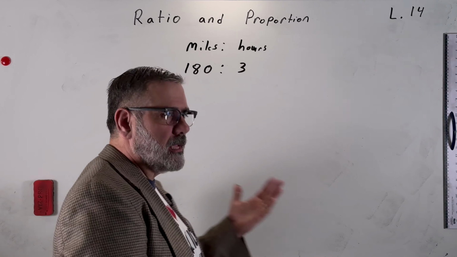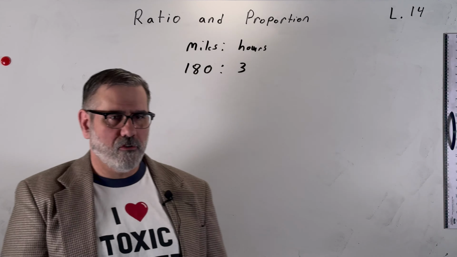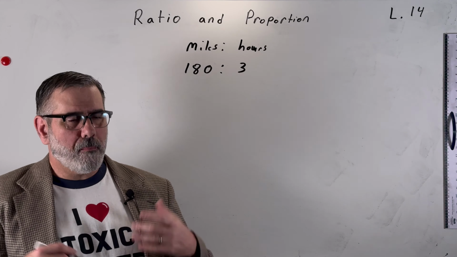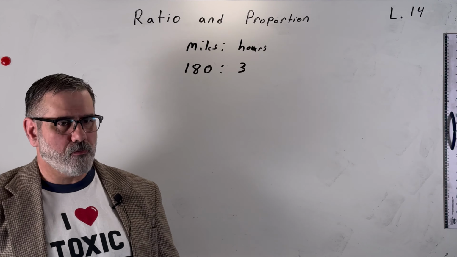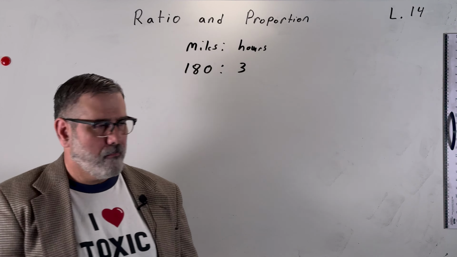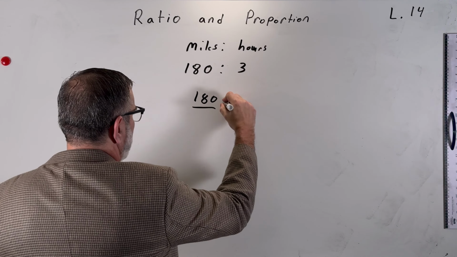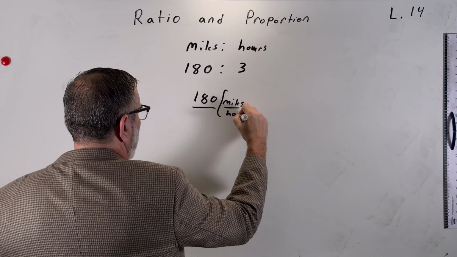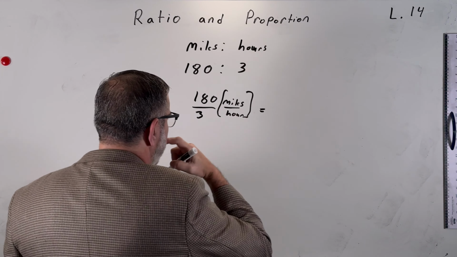You might say, well, I can take that and I can divide the number of miles that I've driven by the time it took me to drive. And if I make the denominator 1, then I now know how many miles per hour I'm driving. This is a very common thing. That's called your speed. So 180 miles divided by 3 hours is the same thing.